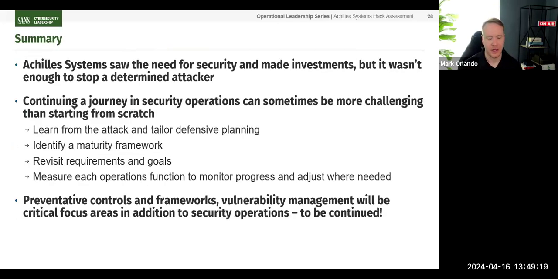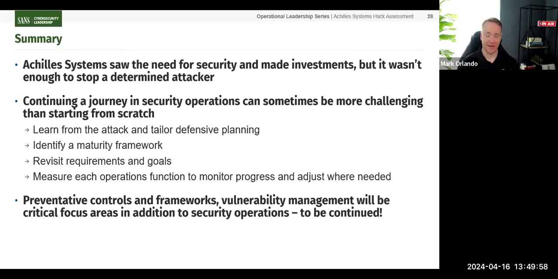Now, in conclusion, Achilles Systems saw the need for security, saw that it was important, made some good choices, made investments, but it wasn't enough to stop a determined attacker. In some ways, continuing a journey in security operations can be a much bigger challenge than simply starting from scratch, designing it from the ground up. So in this case, we need to learn from the attack, tailor some of our defensive planning. We identified a maturity framework that we can use as a blueprint or a roadmap for those future improvements.